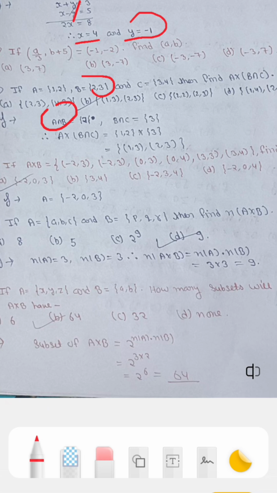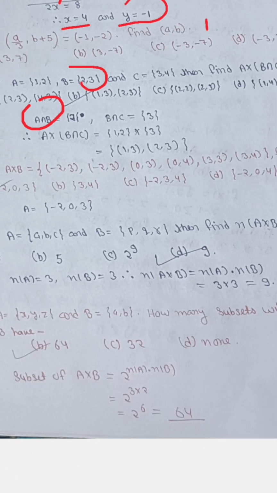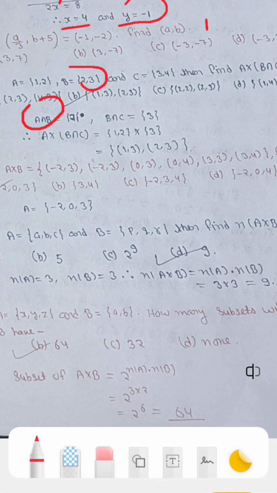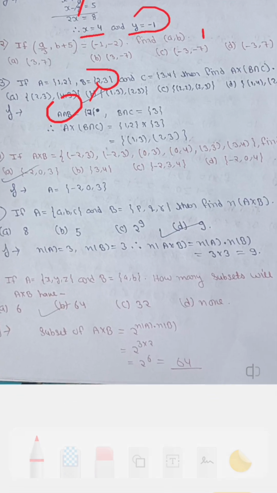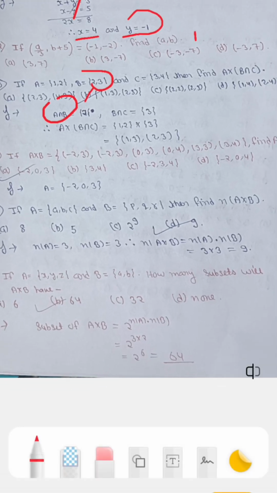And we find A cross (B intersection C). A has two elements, the set {1, 2}, and B intersection C is the set with one element, {3}. So we put A equal to {1, 2} and B intersection C equal to {3}. Now we take the Cartesian product: (1, 3) and (2, 3), and option B is correct.